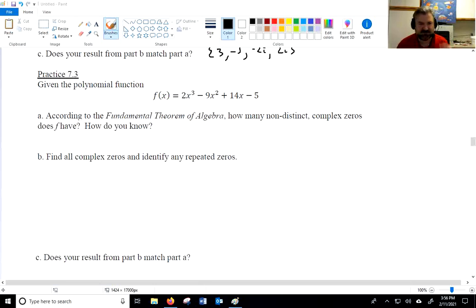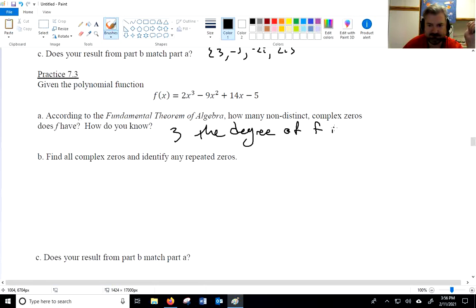Okay, so hopefully you've taken time, pause the video to try this. Let's go over it. Okay, according to the fundamental theorem of calculus, we know this should have 3 zeros because of the degree. Let's find all the zeros.